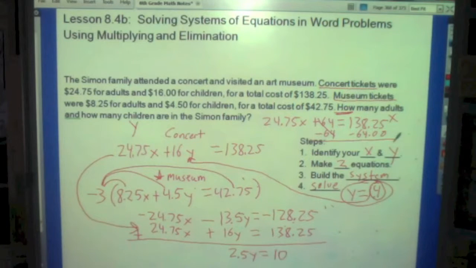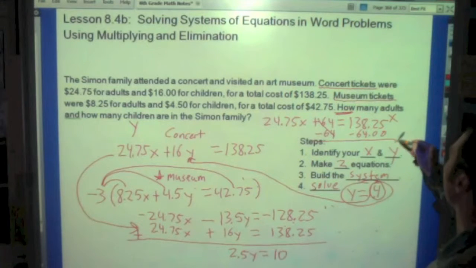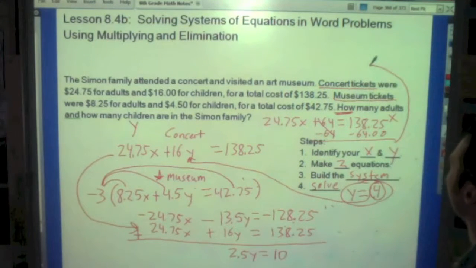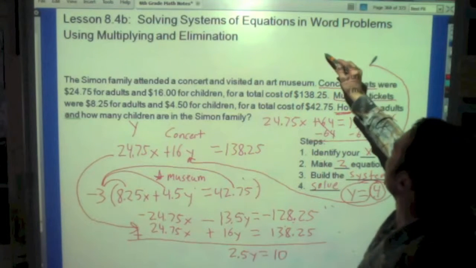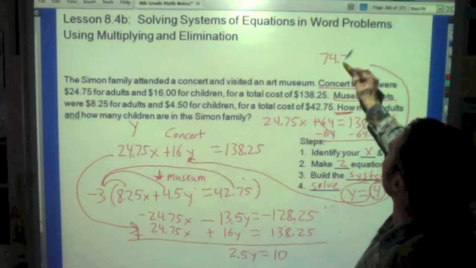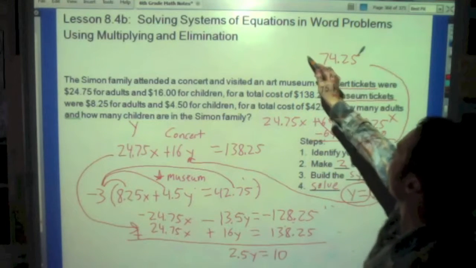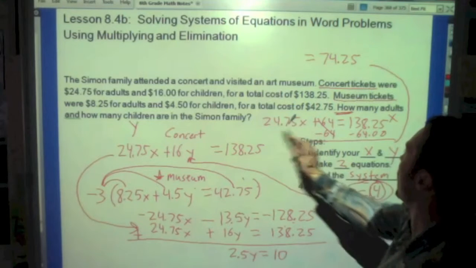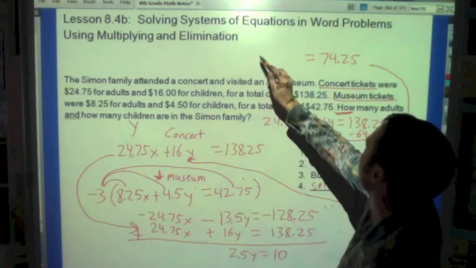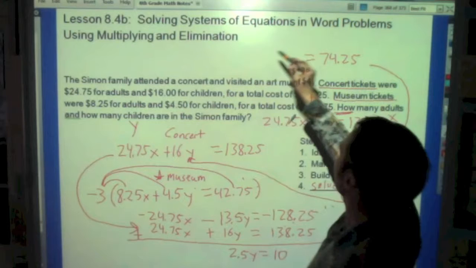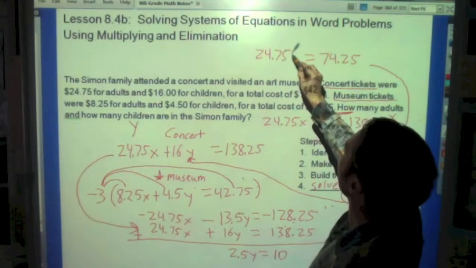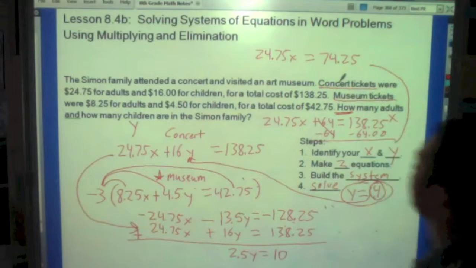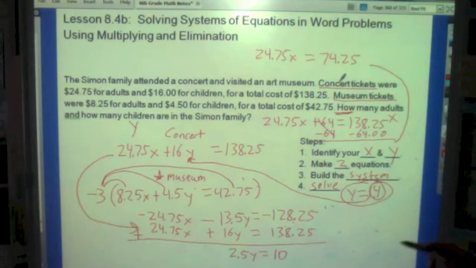Okay, and we're left with, I am running out of room. I'm going to extend it back up here. So I am left with, once I subtract that, $74.25. And then over here, I still have my 24.75x. Okay, perfect. Last step, we're almost done, guys.